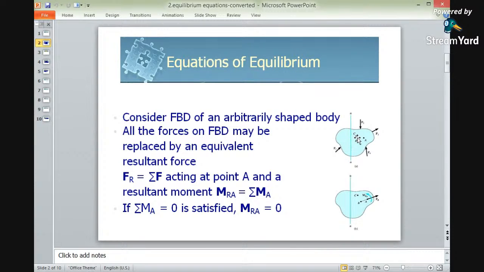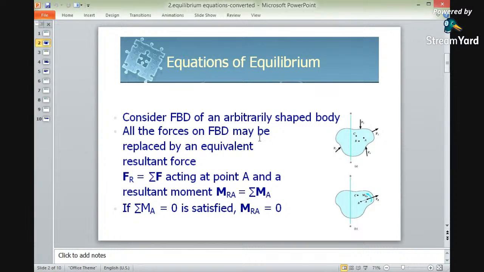So first we have to find out the resultant of all these forces. That means we have to resolve all these forces and convert all four forces into a single force. That means we have to convert all these forces into a resultant force. Okay. So consider the FBD of an arbitrary shaped body.